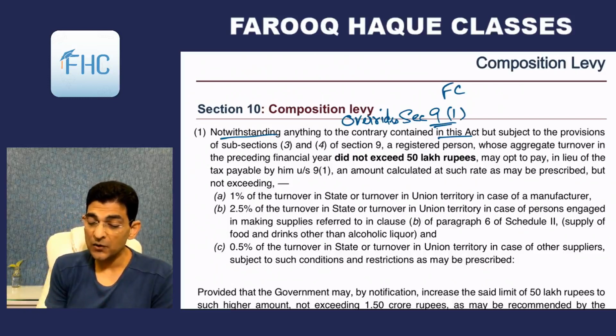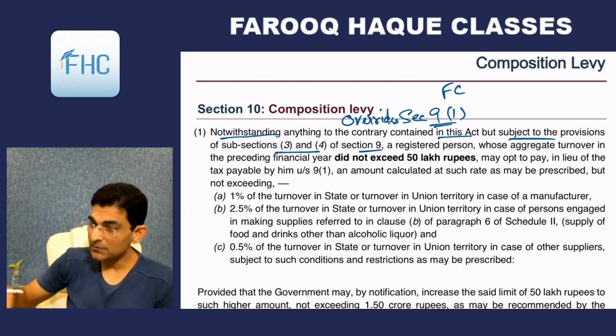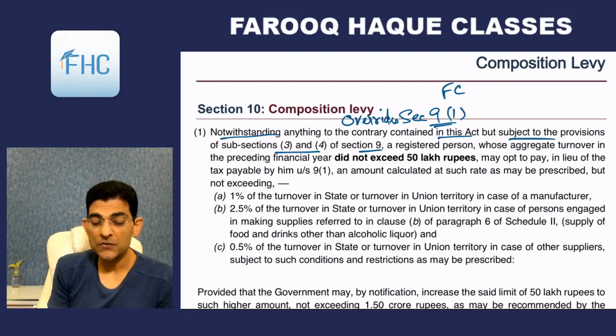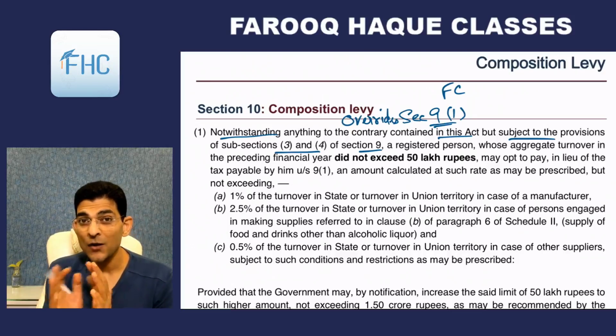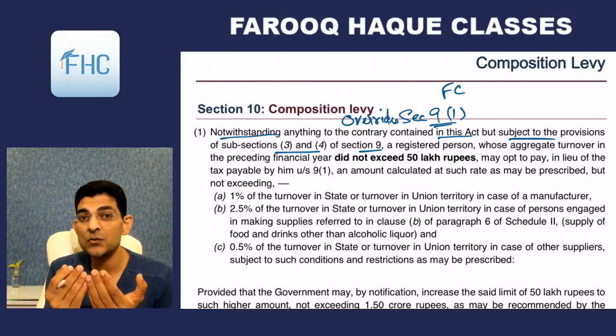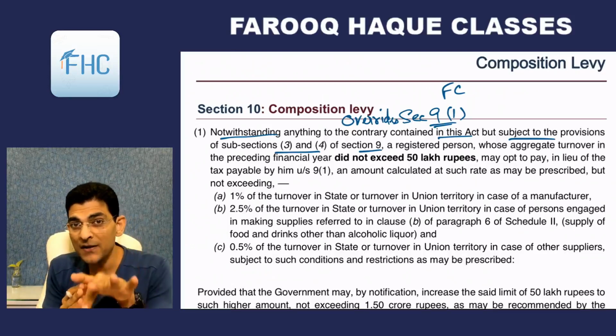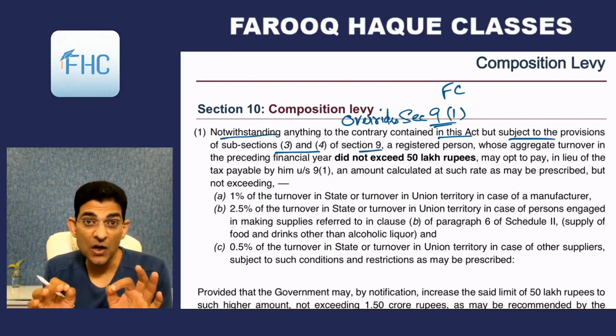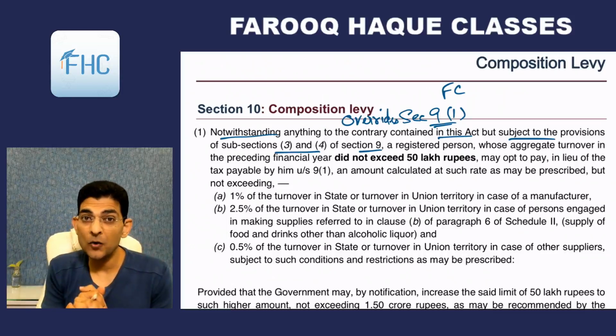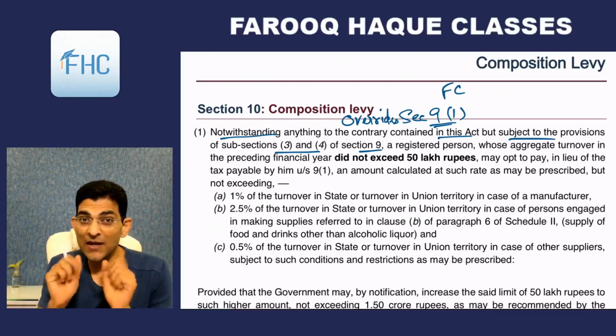But it says, but subject to the provisions of subsection 3 and 4 of section 9. So subject to 3 and 4 of section 9 means subject to reverse charge. So composition levy does not apply in case where reverse charge applies. Okay, there is no composition levy for reverse charge. Composition levy is only for normal tax which the assessee has to pay himself, that is forward charge. So forward charge is overridden by composition levy, but reverse charge is not overridden by composition levy. Understand this point.